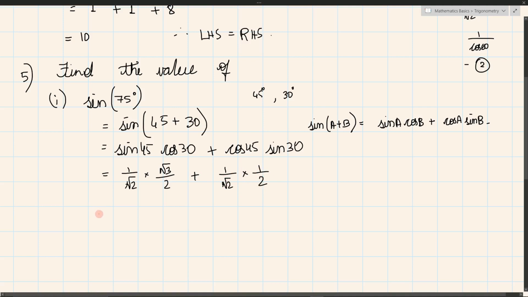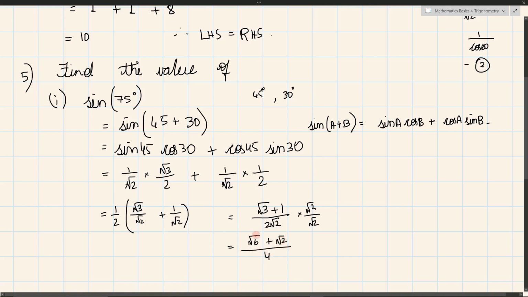So this is nothing but, we have root 3, let us take 1 by 2 as common. We have root 3 by root 2 plus 1 by root 2. So this is nothing but root 3 plus 1 divided by 2 root 2. We can rationalize the denominator, that is multiply and divide by root 2. Multiplying and dividing by root 2, we have root 6 plus root 2 divided by 4. This would be the answer.